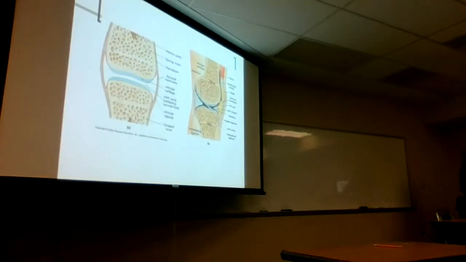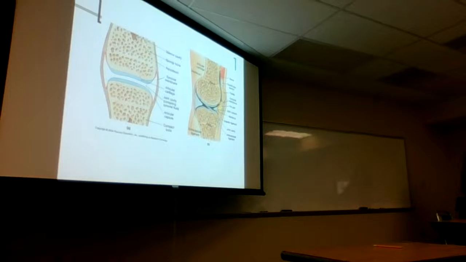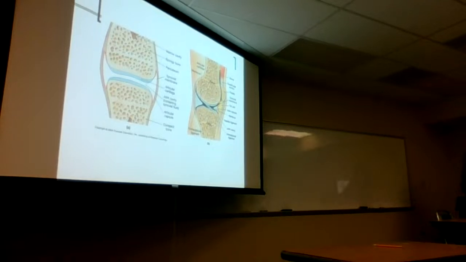Oh, look at that. It's the knee. So here's your normal. And here we have the intracapsular, your ACL or your PCL. And there's a little extracapsular ligament on the outside. And then this one's not showing the accessories, which would be your collaterals.